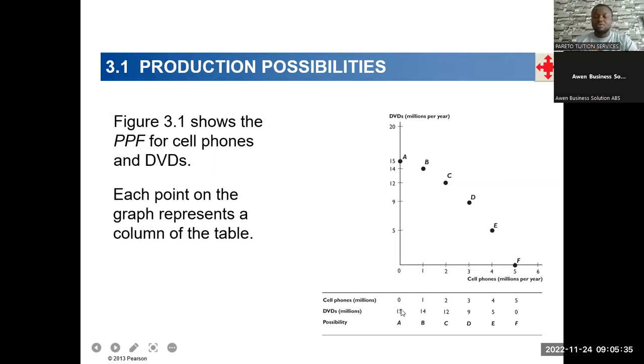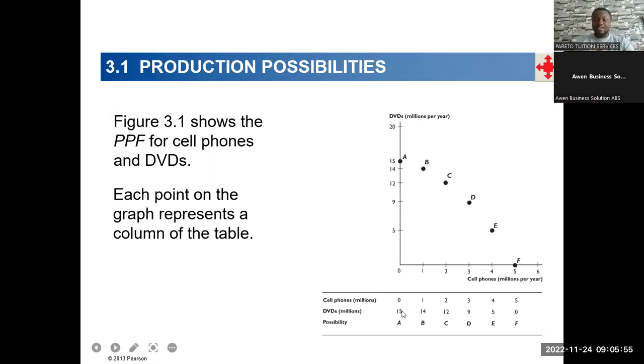The resources that we're using to produce 15 units of DVDs, we'll still be using the same resources to produce one of cell phones, which means that we have to take away some of the resources that we're using to produce DVD to go and produce that extra unit of cell phone. So we have to sacrifice some of the units of DVD.